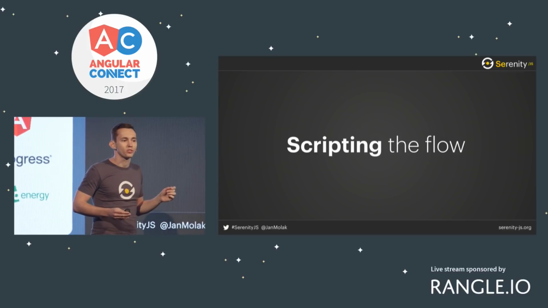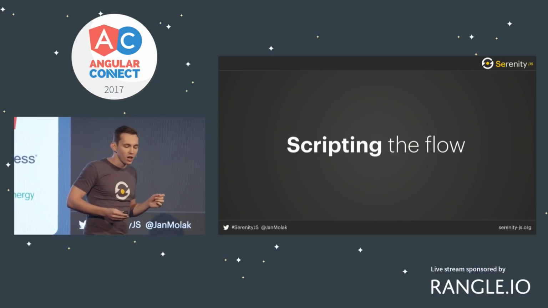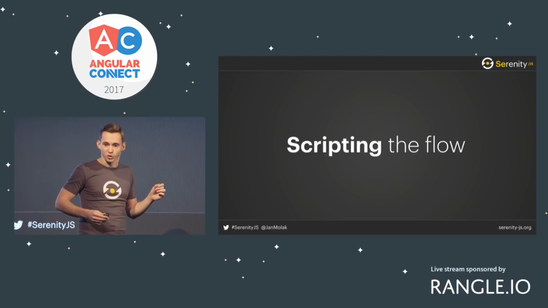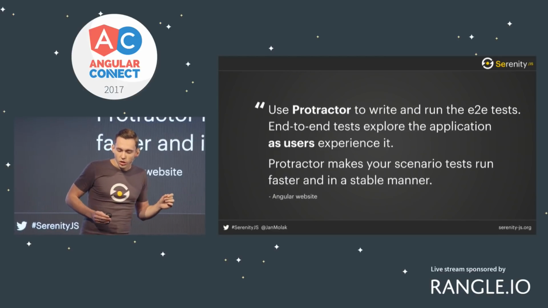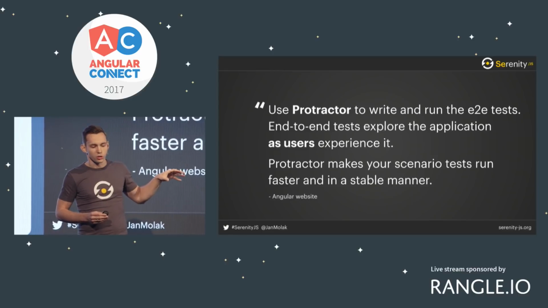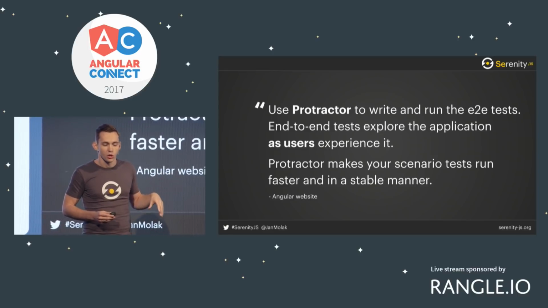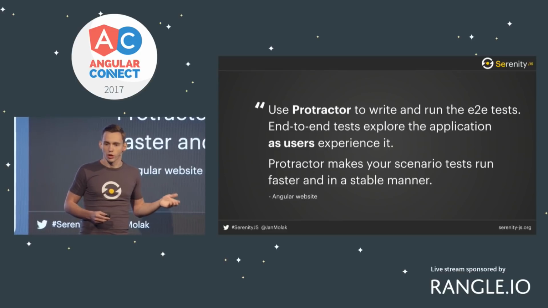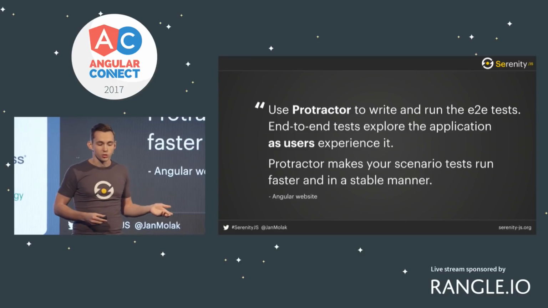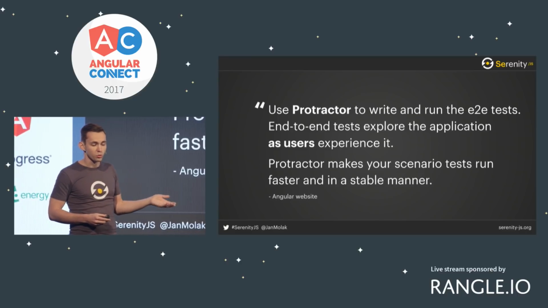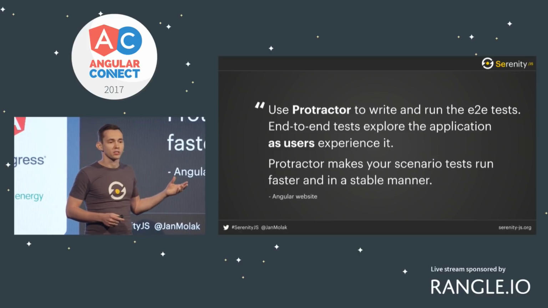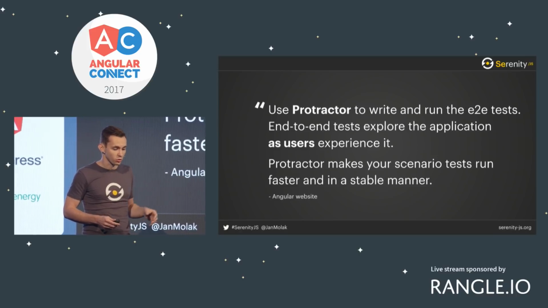So how would we script this test? And you might have noticed that I'm using the term test script as derogatory. So let's start with some testing tools. If we follow the Angular testing guide on the Angular website, we learn that we should be using Protractor to run and write our end-to-end tests. Those end-to-end tests should explore the application as a user experiences it. And we're also promised more stable and faster scenarios if we choose to use Protractor.